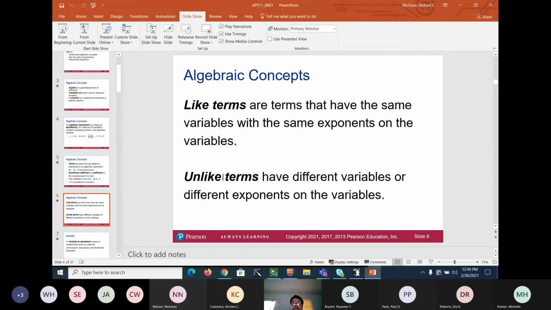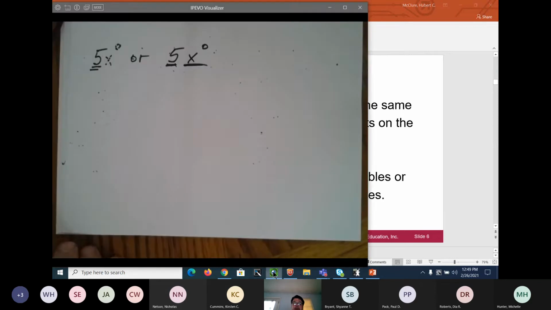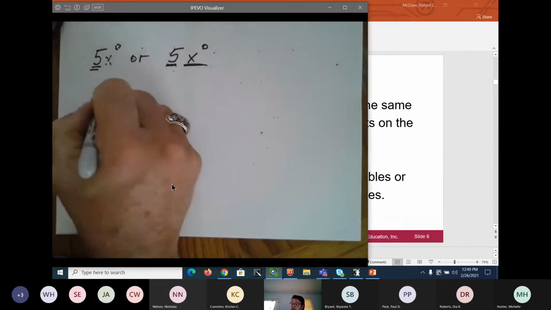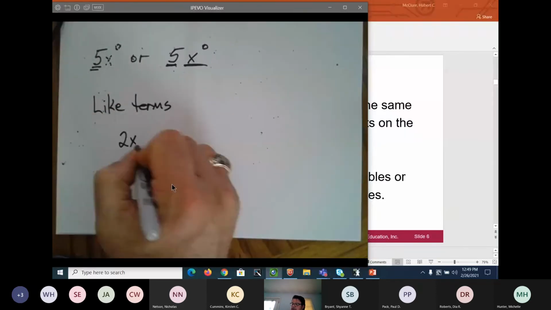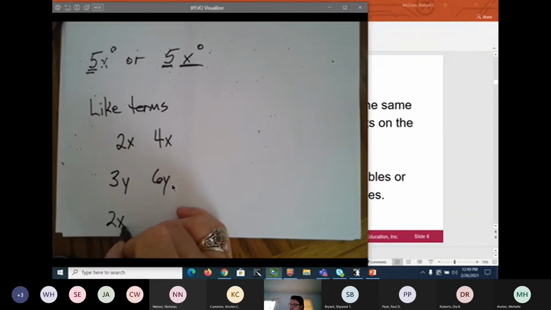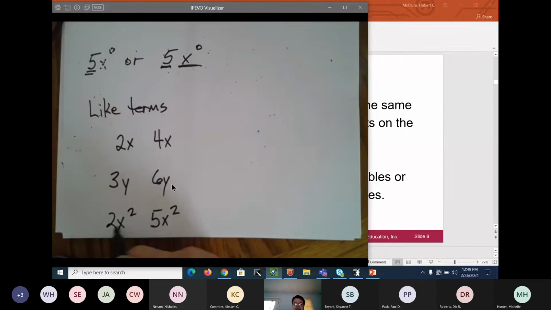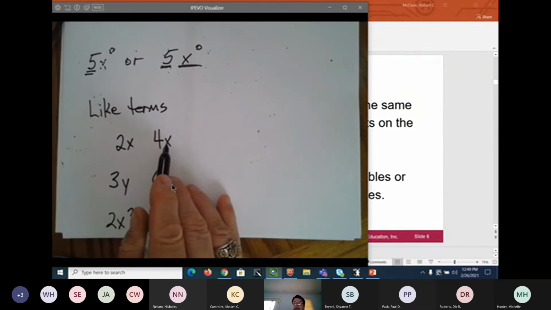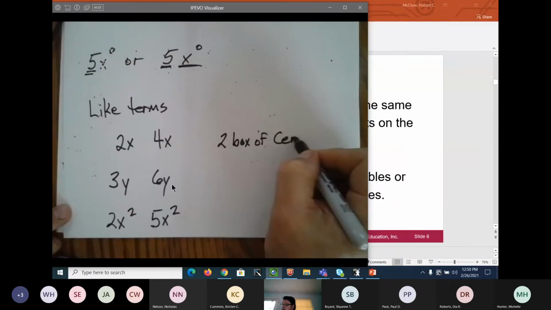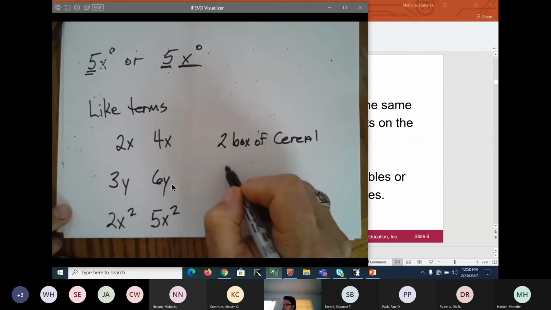Like terms and unlike terms. Like terms, I'll give you an example of like terms. 2x and 4x. Those are like terms. 3y and 6y. Those are like terms. 2x squared and 5x squared. Those are like terms. Think of these variables as labels. 2 boxes of cereal and 4 boxes of cereal.